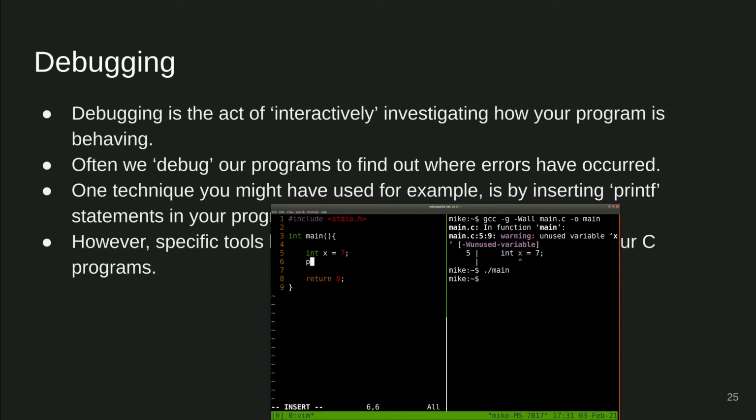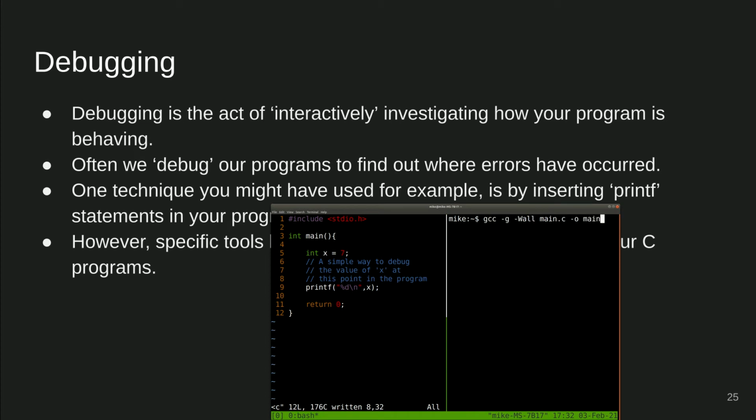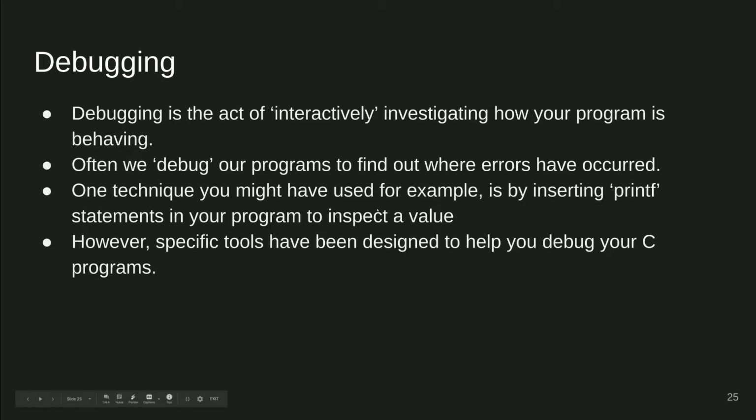A really simple way of debugging would be to print out the values here. So %d, because this is an integer type, then a new line, and then the value of x. This would be a simple way to debug the value of x at this point in the program. This is a technique called printf debugging. Usually I like to put a little helpful message here, "x is", just so we know what it is.